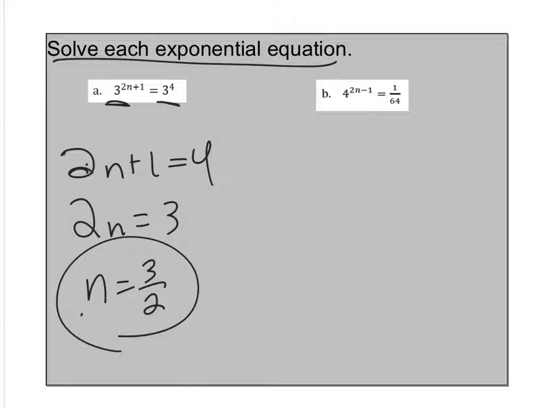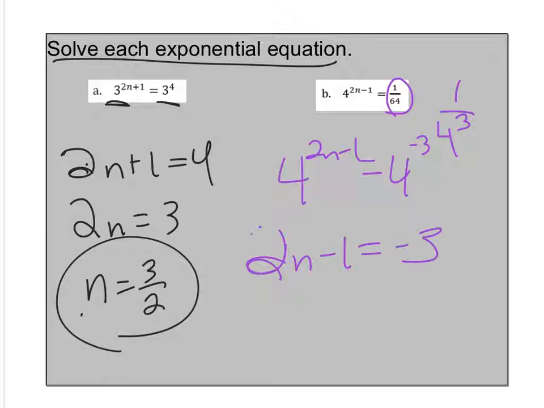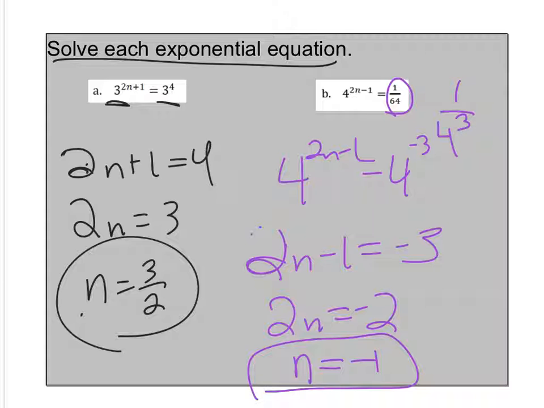Over here, this one's a little tougher, but notice something here. 1 over 64, that's like 1 over 4 to the third. Well, if I bring that to the top, if I work backwards, I can say that that's like negative 3. So now I can say 2n minus 1 equals negative 3. So 2n is going to equal negative 2. So n will equal negative 1.